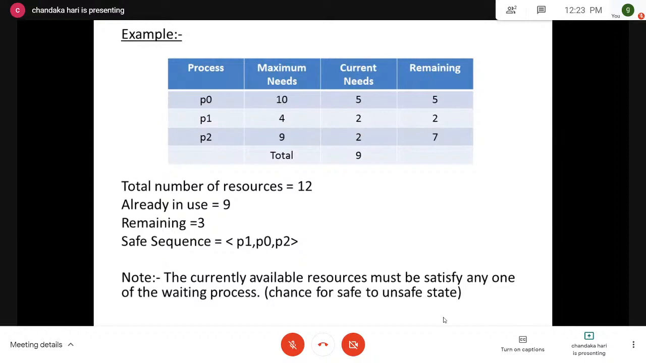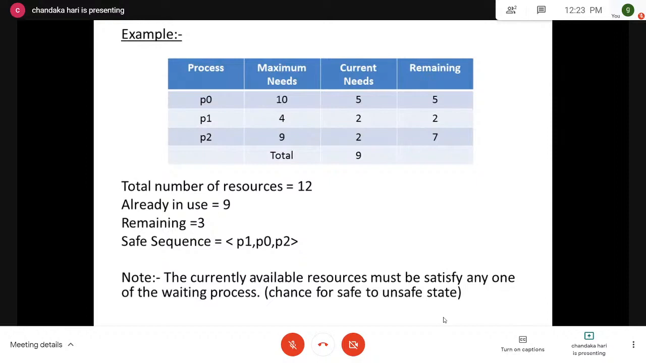So all 5 resources are given to it. Already it holds 5. 5 plus 5, total available is now 10. Now the 10 is satisfying process P2, so you can give it to process P2. So the resources must be allocated in the sequence P1, P0 and P2. In this order, the system is in a safe state.